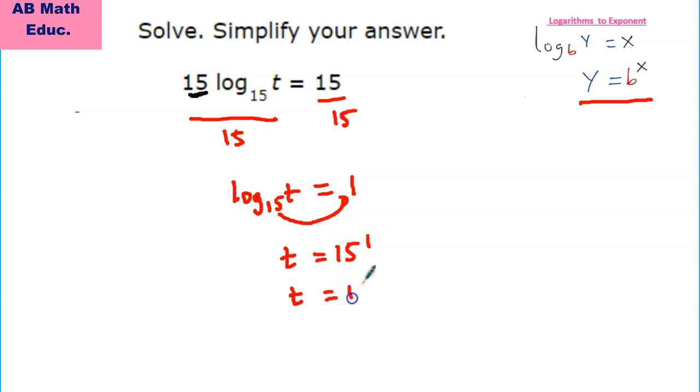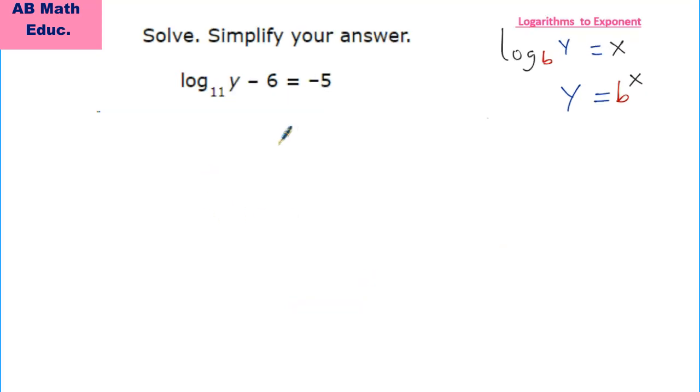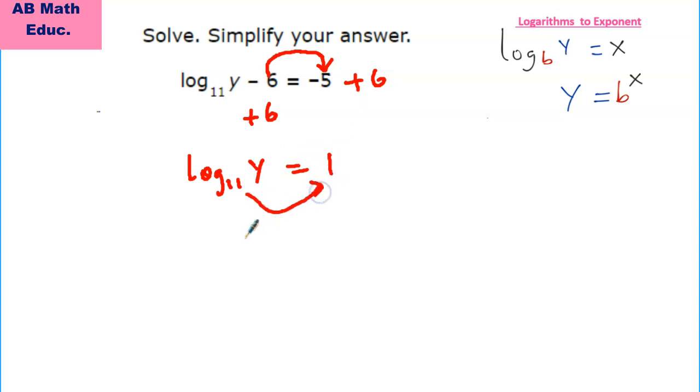So this one will push this one up, so t equals 15 to the power 1, which is the same as 15. So here basically the same way we are solving for y, we need to take -6 to this side. So we will add here to make it 0. We have to repeat the same thing here, and when we do that we get log base 11 y equals 1, and this will push this one up. Therefore y equals 11 to the power 1, which is the same as 11.